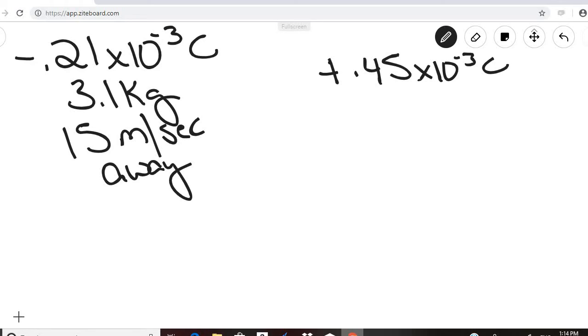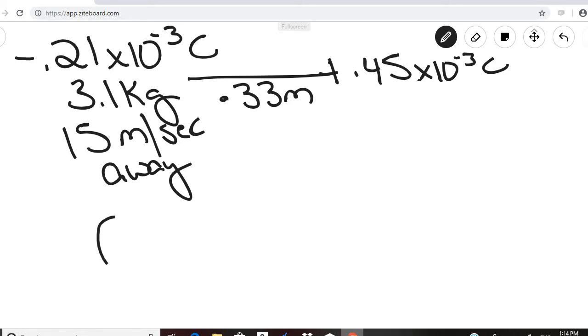And we are told they are originally 33 centimeters, which is 0.33 meters away. How far away will the particle be able to travel before being pulled back toward the stationary charge?